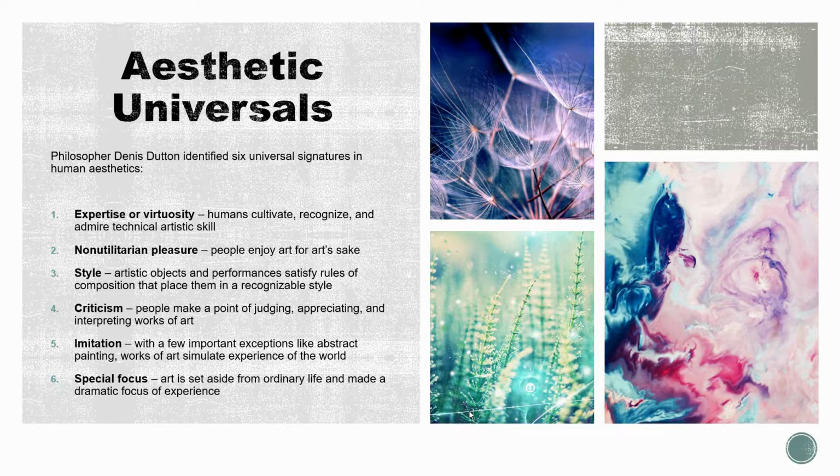Non-utilitarian pleasure. People enjoy art for art's sake. Style, artistic objects and performances satisfy rules of composition that place them in a recognizable style. Criticism. People make a point of judging, appreciating, and interpreting works of art. So being able to talk about something, even if it's controversial.